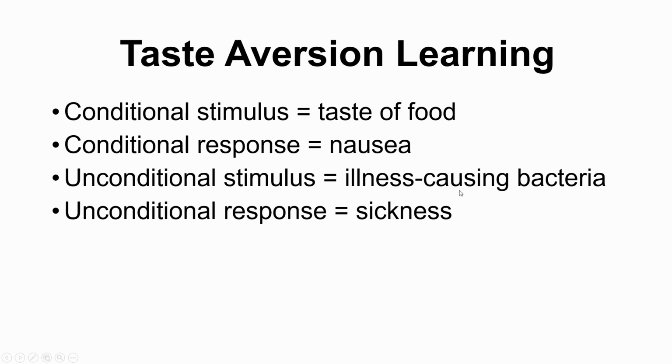Then I've learned something about that association. So our conditional stimulus, the thing that I'm learning about, is the taste of apple juice. I didn't have any negative associations with apple juice before. It was just a drink that I would have. But now that I've had apple juice, been exposed to something that would make me sick, and then gotten sick, I associate that apple juice with that whole process.